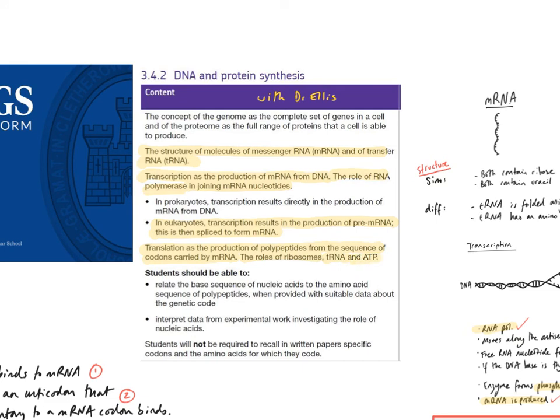Good. And so you should be able to relate the base sequence of nucleic acids to amino acid sequence of polypeptides when provided with suitable data about the genetic code. I showed you that circly thing, but there's other variants of it. And interpret data from experimental work investigating the role of nucleic acids. I showed you that with those strings of A's or strings of alternating bases. Students will not be required to recall in written papers specific codons and amino acids for which they code. Wonderful.